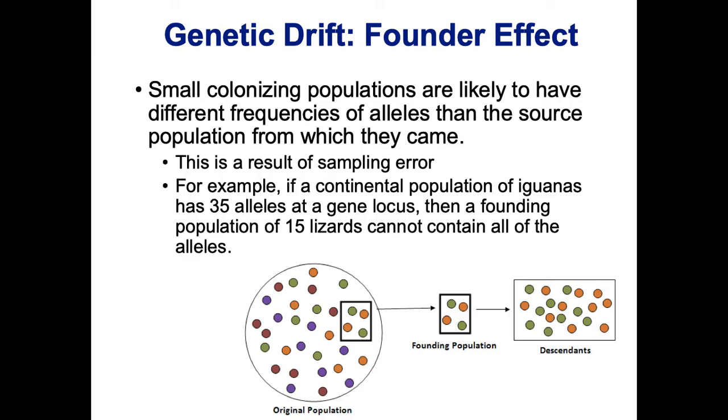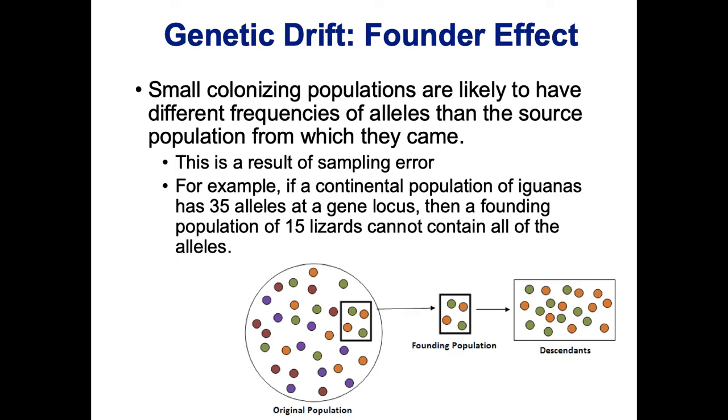Another example is the founder effect, and it's kind of like a bottleneck, except there are only a few individuals that go somewhere to found a new population. So the founder effect, they're the founders, kind of like founding fathers. So there's this small colonizing population that has different frequencies of alleles than the population they came from. So only a small sample happened to start this new population. It's just the result of a sampling error. If different individuals had founded the population, you'd have different genetics in the new population.